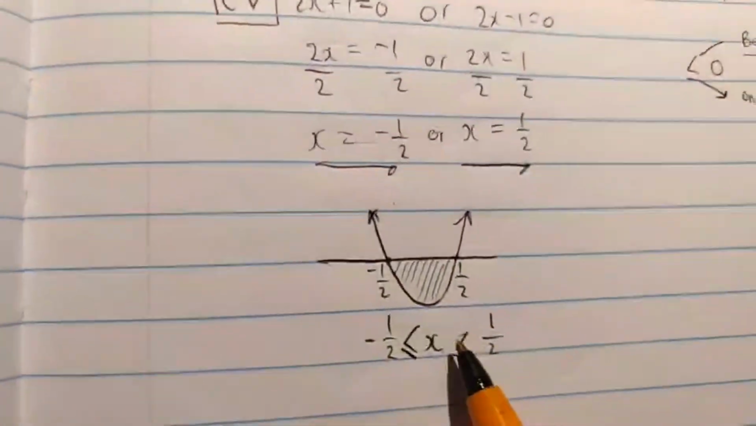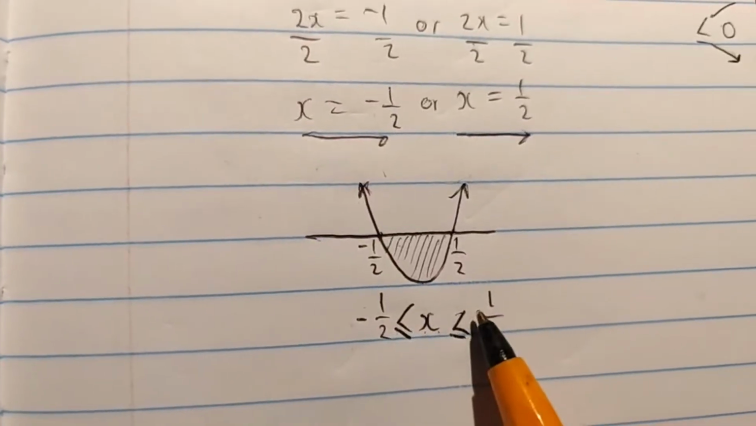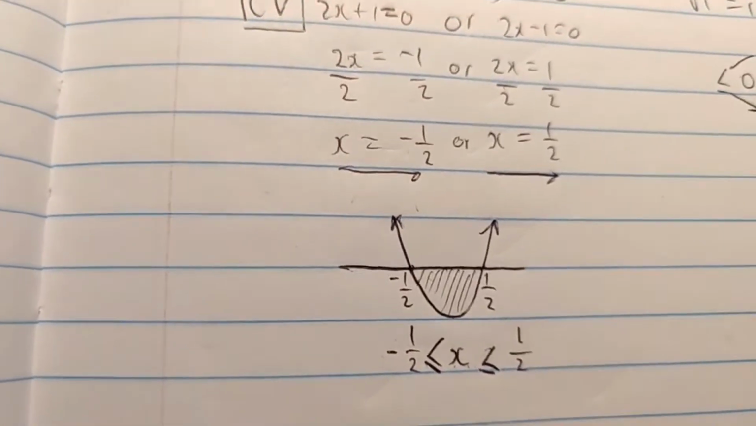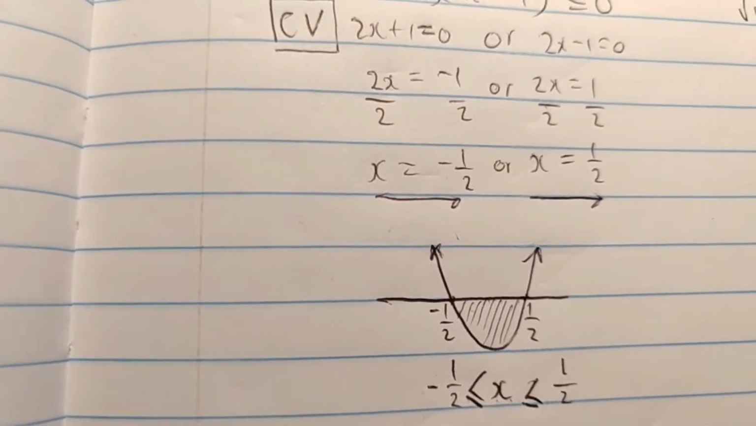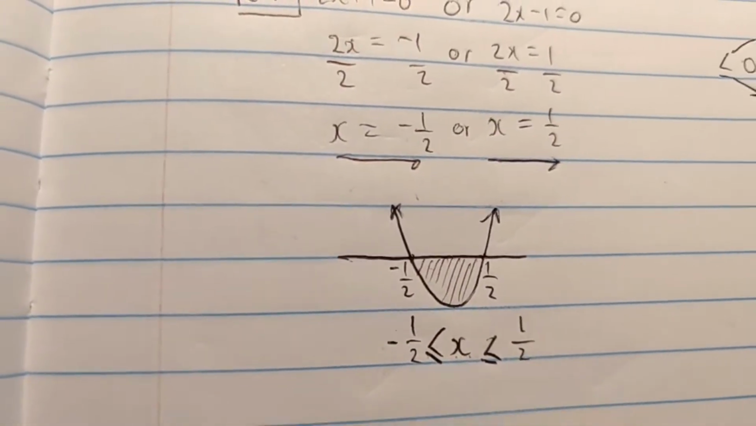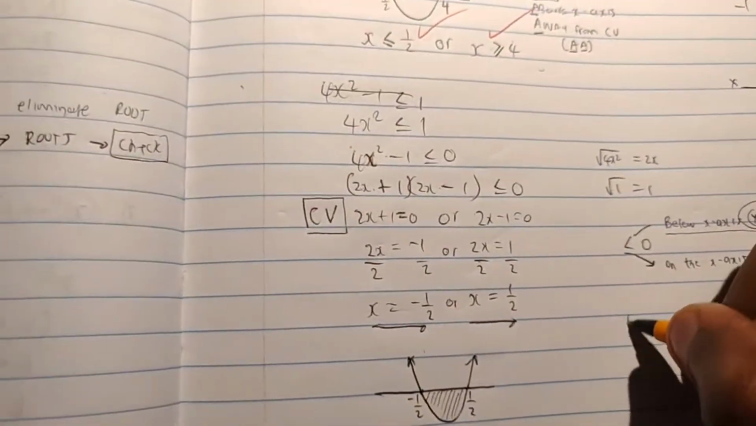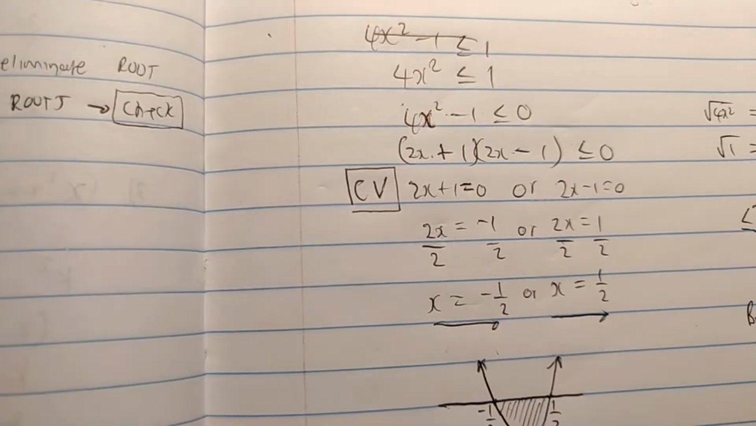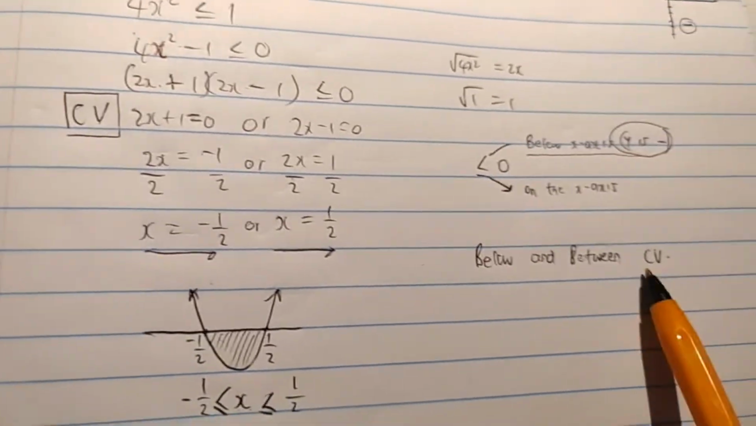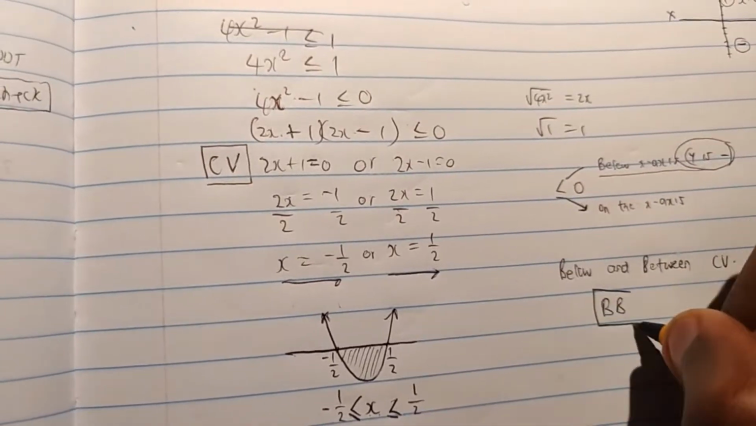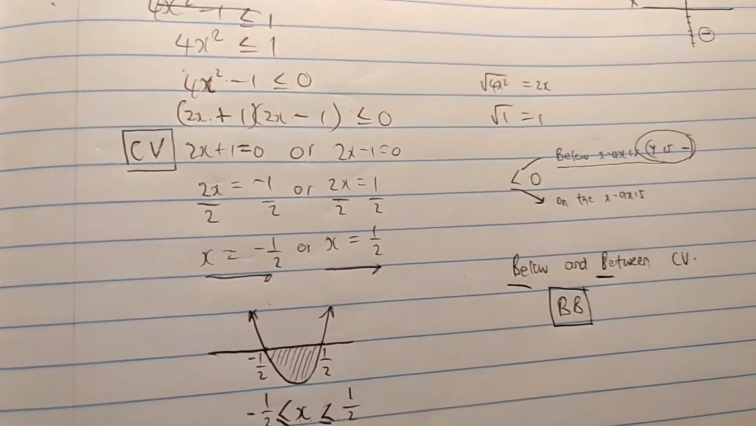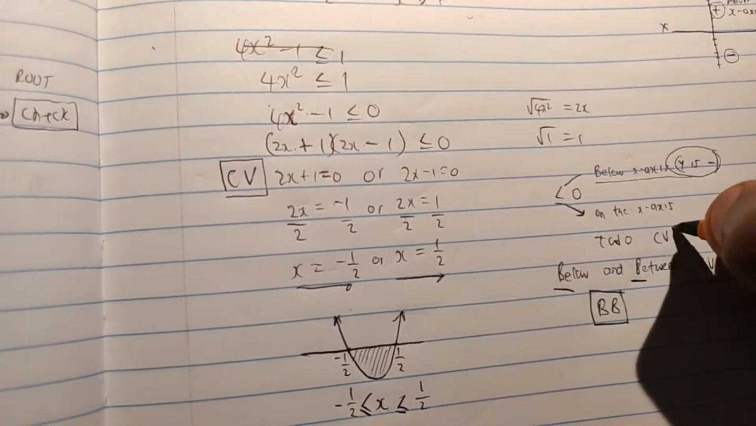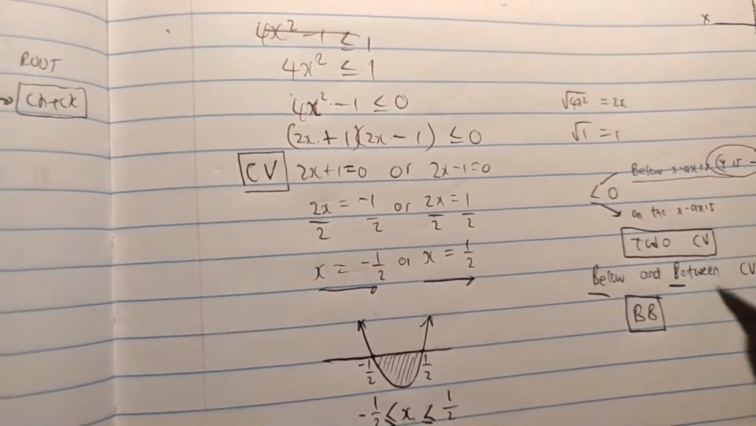If equal was not there, guys, we wouldn't write on the x-axis. We'd basically have just less than, x is greater than negative half, but less than half, without the equal sign. That would apply even for the problem above. There's no equal sign, it means we don't check on the x-axis, you know. So that's why I call this one below the x-axis, between the critical values. So I usually call this BB. B, below, and between. Okay, guys, but this is only your situation where you have two critical values.